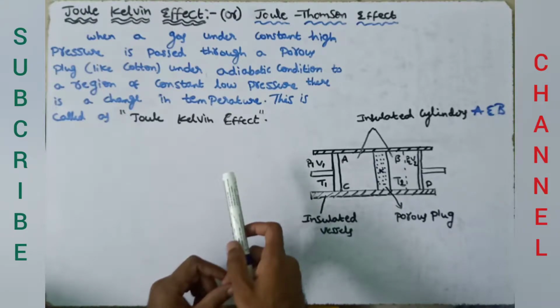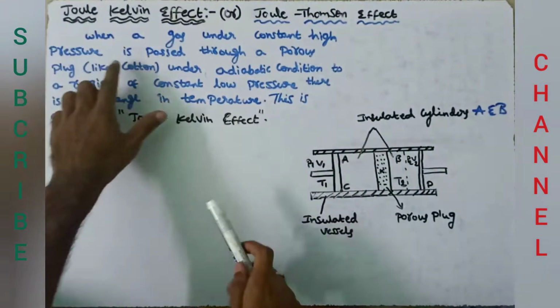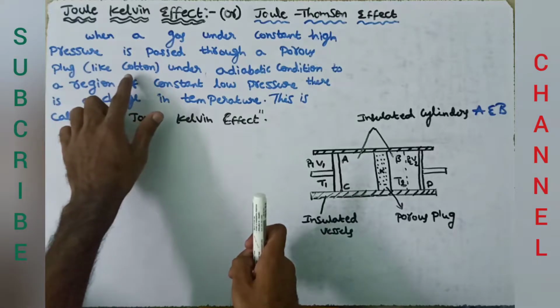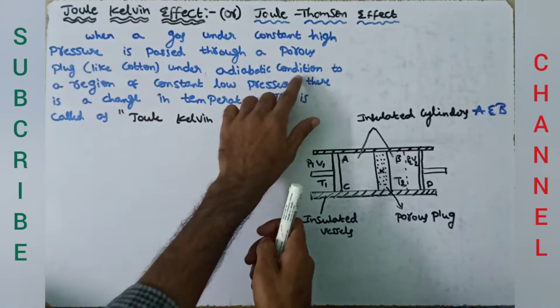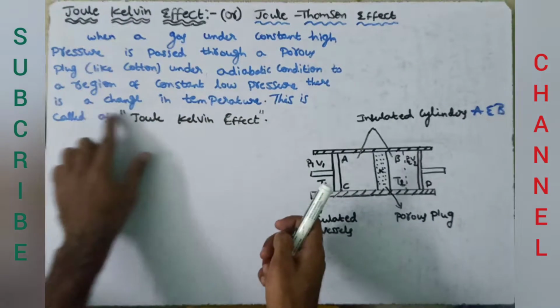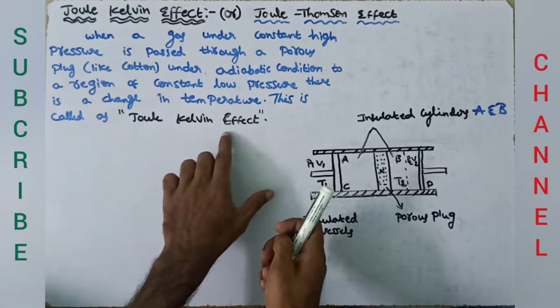Here, the Joule-Kelvin effect means that when a gas under a constant high pressure is passed through a porous plug-like substance, like cotton, under an adiabatic condition to a region of constant low pressure, there is a change in temperature. This is called the Joule-Kelvin effect.